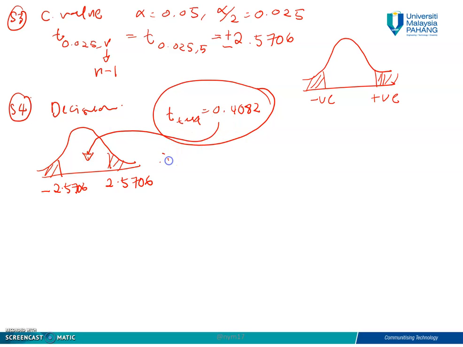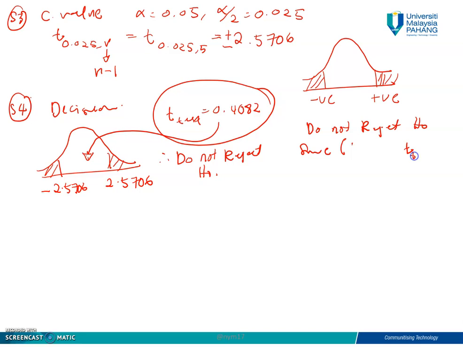If you look here, this value is at the bright side, isn't it? So your decision will be do not reject H null. If you write it, you will have it like this: do not reject H null, since the value here will be in between.